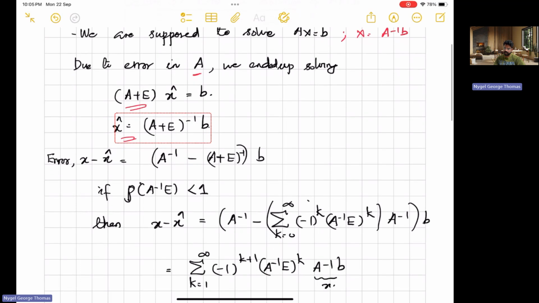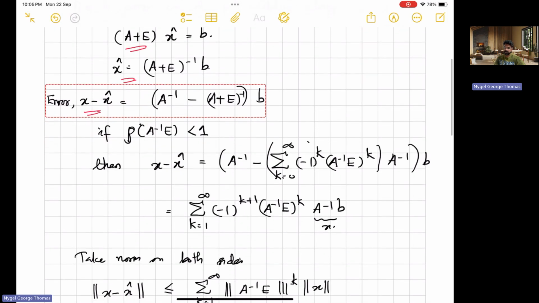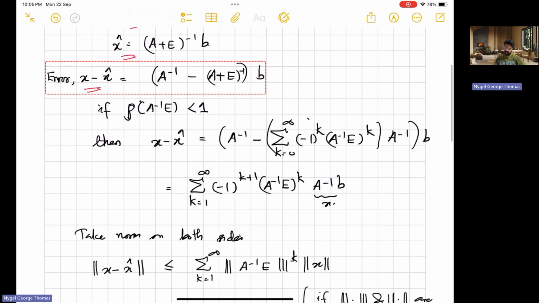So the error we have in the solution will be x minus x cap, which is actually A inverse b minus A plus E the whole inverse into b. We're using a similar setting here, like the last case, the error in inverses. Here we are assuming that the spectral radius of A inverse E is again less than 1. So we can use the infinite sum to represent the inverse. A plus E whole inverse can be represented using an infinite sum.